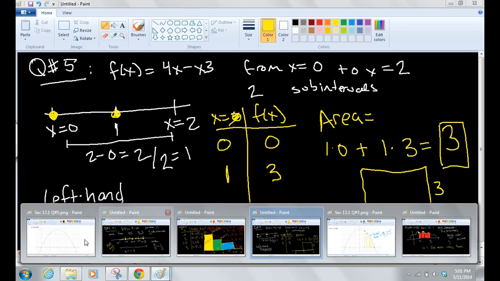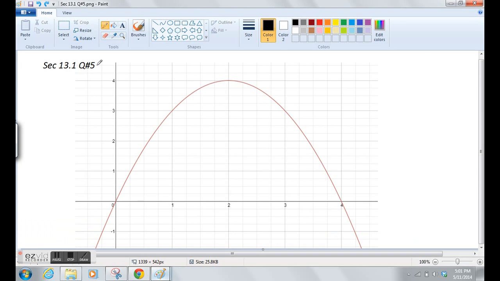And I think I drew this one out too. So here's question number 5. We're going from 0 to 2. This is what we just did. We divided it into 2 intervals. So the first interval is here. We picked the left-hand endpoint, so that was the first endpoint. That's the second endpoint. And now we're drawing boxes.